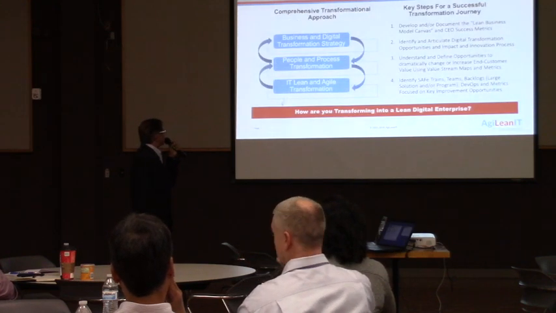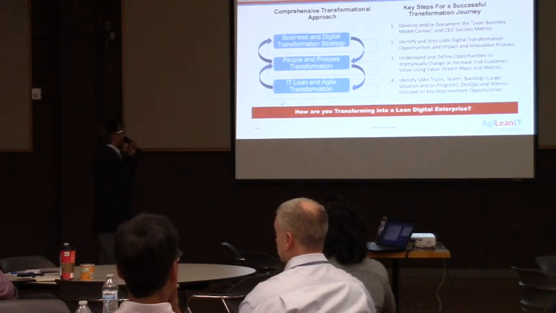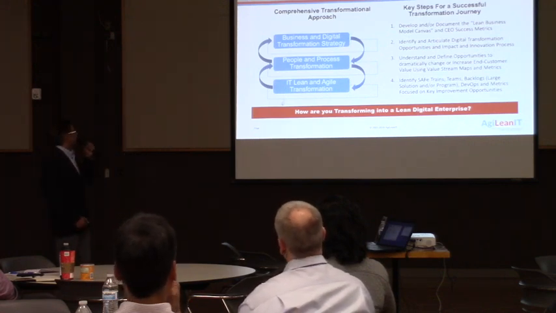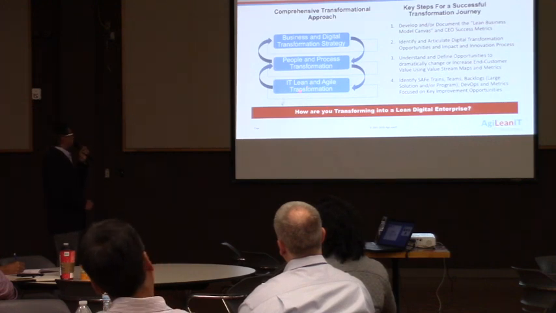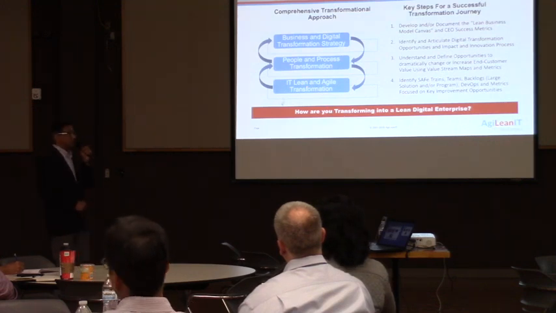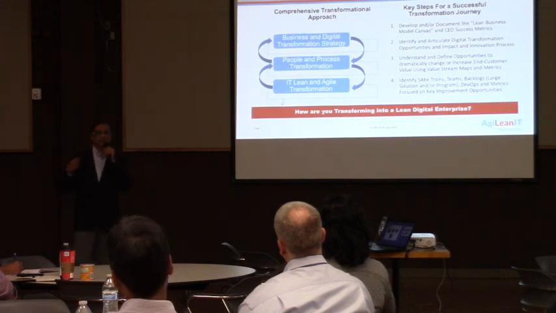All right. So here are the 4 steps that are key for a successful transformation. We need to have a strategy. How do we do the transformation? Make sure that people and processes are transformed, and then that trickles down into lean and agile transformation throughout the organization from the software artifacts perspective.